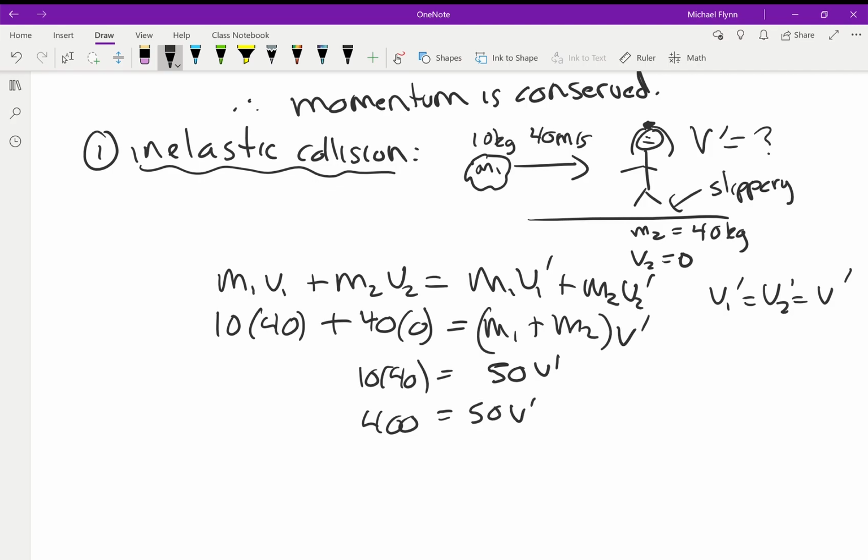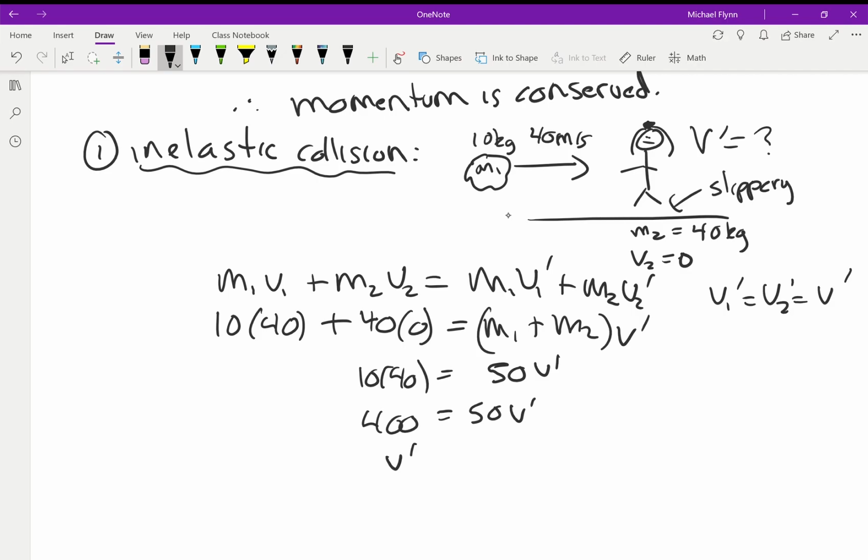And what is that? I'm so tired. Okay, hang on. 400 divided by 50 is what, 8? Yeah, I think it's 8. So 400 divided by 50 is 8, yeah. Wow, my brain is like turned off.